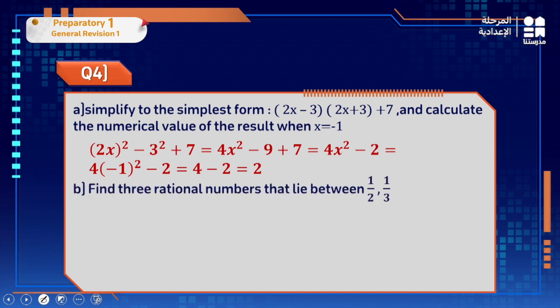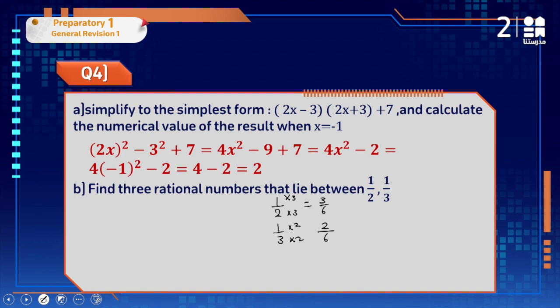Next, find 3 rational numbers that lie between 1 over 2 and 1 over 3. Let me do it here. I'm gonna rewrite half and 1/3 to make them the same denominator. So I'm gonna multiply by 3 up and down, and here multiply by 2 up and down. My target is to make them have the same denominator. So it will be 3 over 6 and 2 over 6.